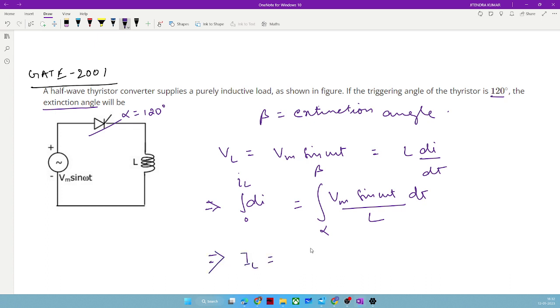Now, again we integrate Vm sine omega t, which is minus Vm cos omega t, right? By omega L. Since it is in dt, omega would come on the denominator side, and it will be from alpha to beta.